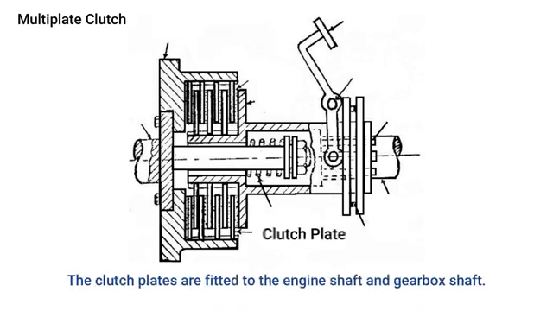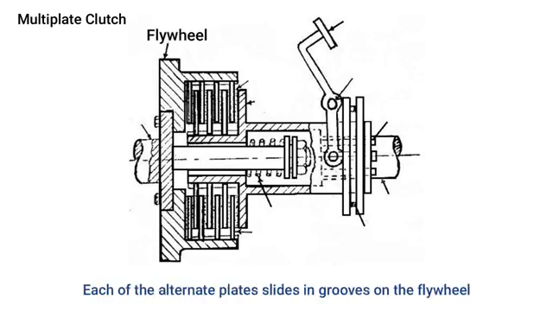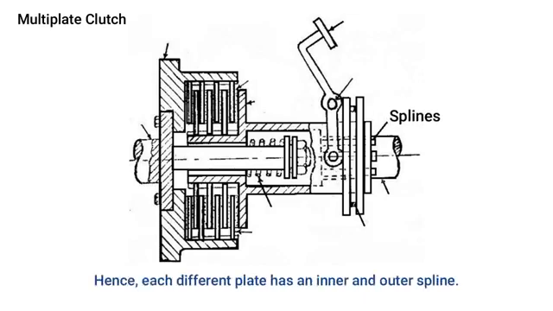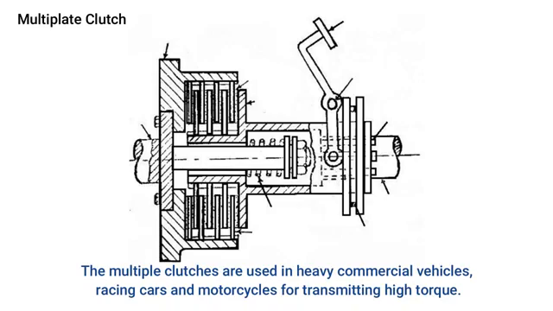The clutch plates are fitted to the engine shaft and gearbox shaft. Clutch plates are pressed by coil springs and assembled in a drum. Each of the alternate plates slides in grooves on the flywheel, and the others slide on splines on the pressure plate. Hence, each different plate has an inner and outer spline. The multiple clutches are used in heavy commercial vehicles, racing cars and motorcycles for transmitting high torque.